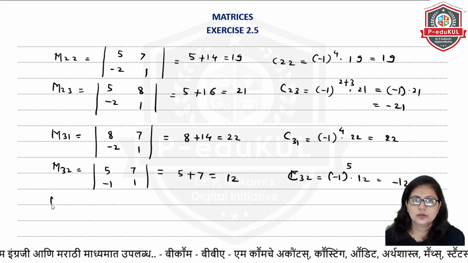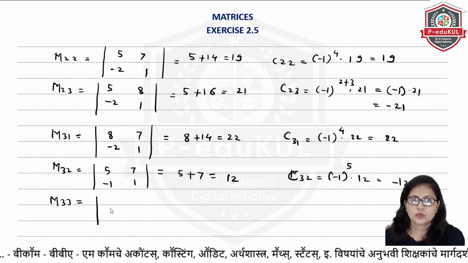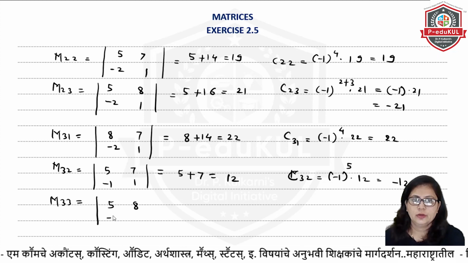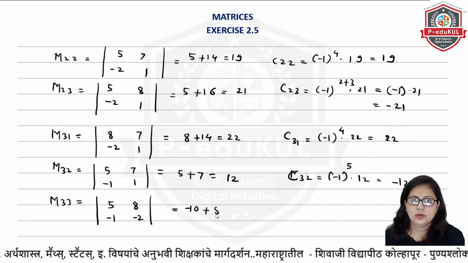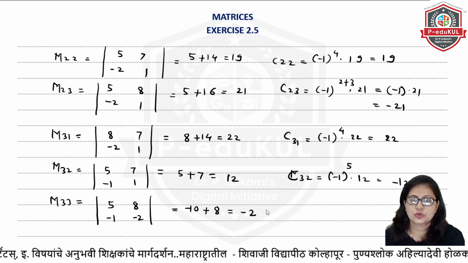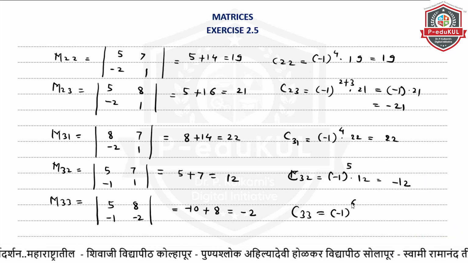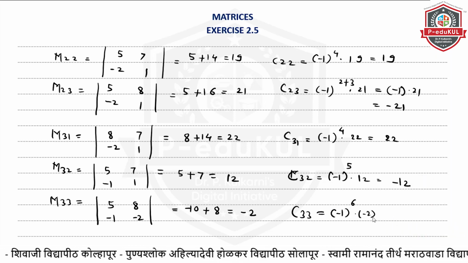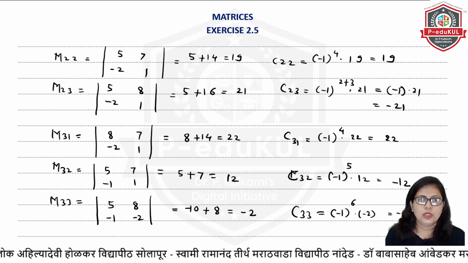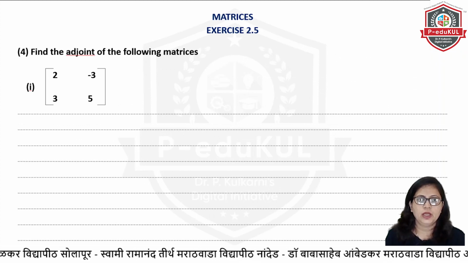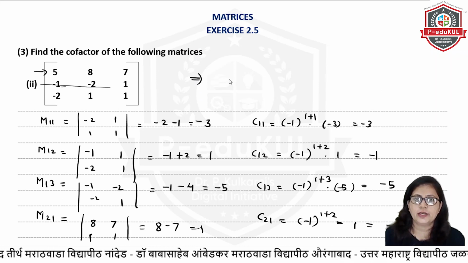Now the last, that is M33 will be 5, 8, minus 1, minus 2. So this will be minus 10 plus 8, which is minus 2. And then C33 will be minus 1 raised to 6 into minus 2, which will be minus 2. Okay. So now my cofactor matrix will be, I'll write it here. So my final answer, I'll write it here.